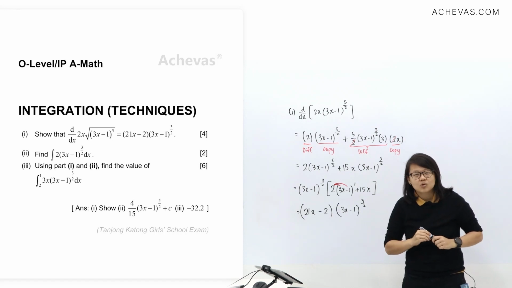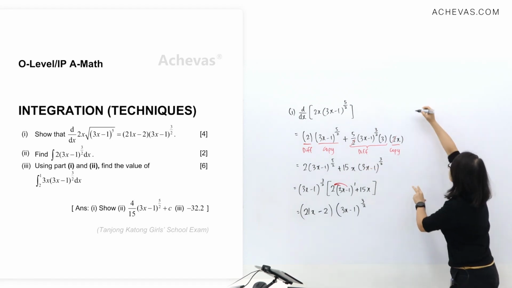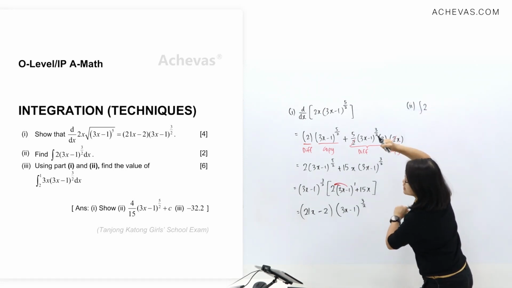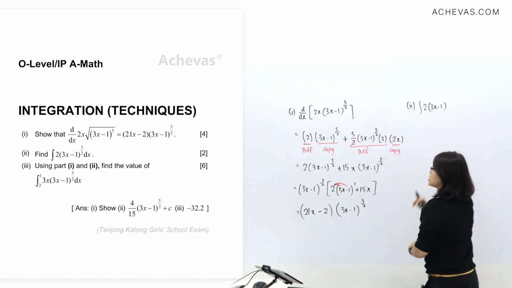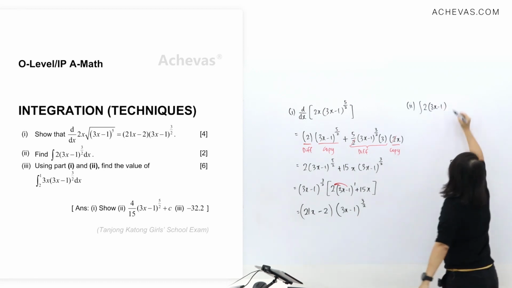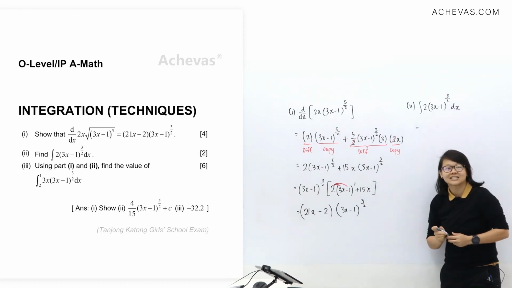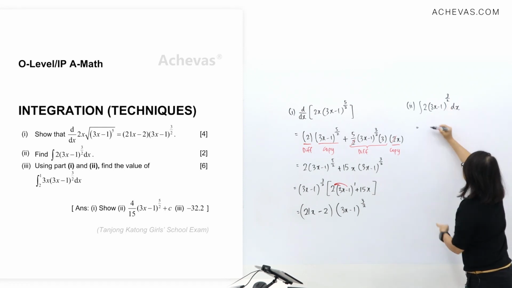Now let's take a look at part 2 of the question. We are asked to find an integration. So let me write down here the part 2. We're going to integrate 3x minus 1 raised to the power of 3 over 2. This is the basic integration. We're going to raise the power by 1.